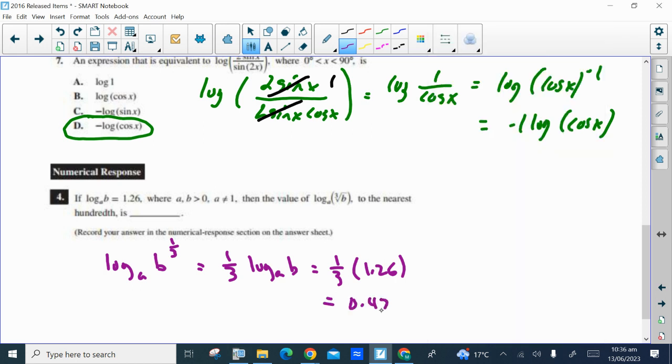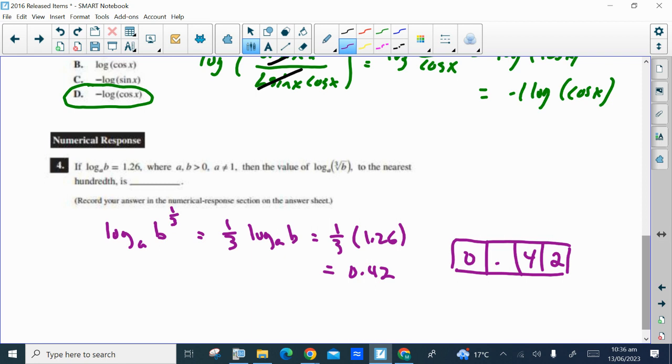Exactly. So again, in this case, you would fill up all 4 boxes. 0.42. Decimal will be in the second box. You'd have to bubble in the decimal in the second column below.